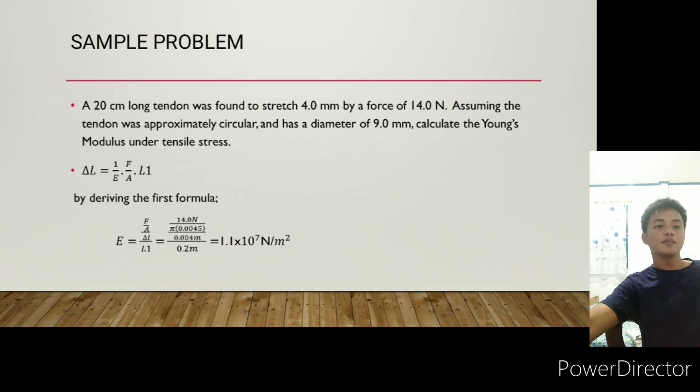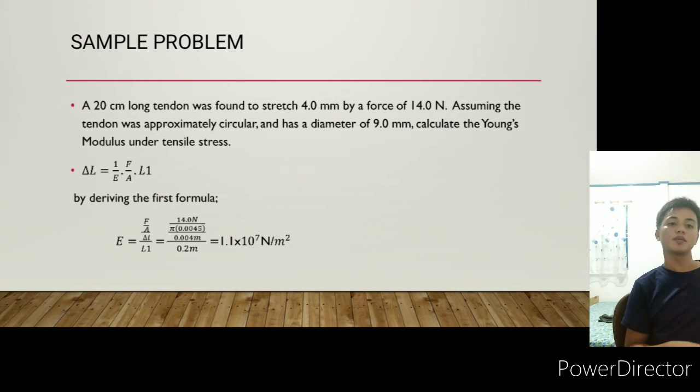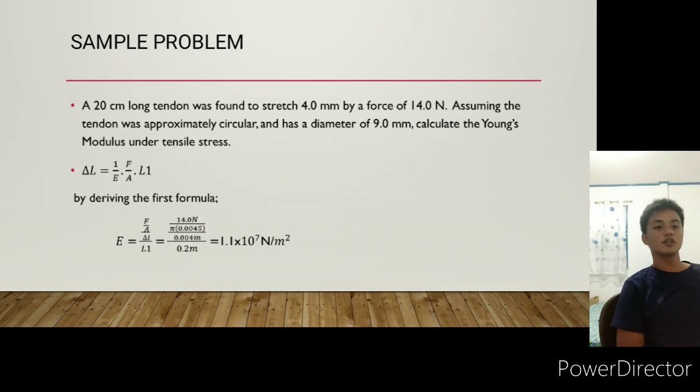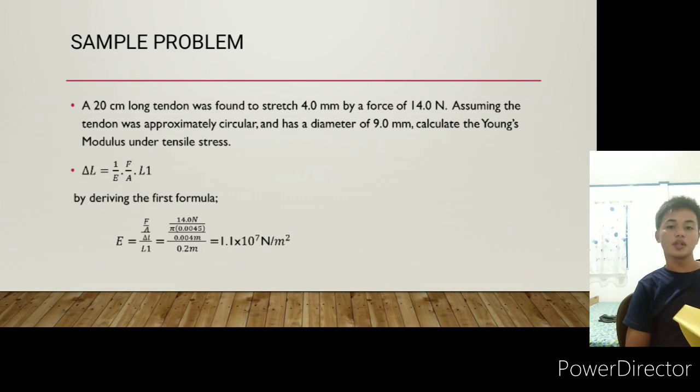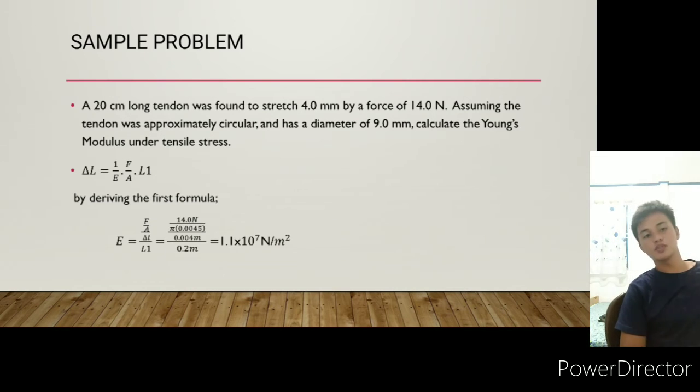So now we will be going to the sample problem. The problem is: a 20 cm long tendon was found stretched 4.0 mm by a force of 14.0 Newton. Assuming that the tendon was approximately circular and has a diameter of 9.0 mm, calculate the Young's modulus under the tensile stress. So we have here the formula delta L is equal to 1 over E times force over area times L1.